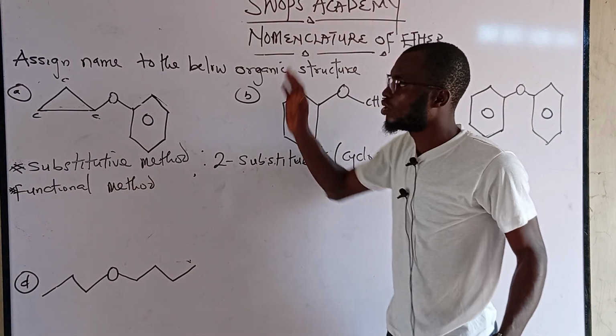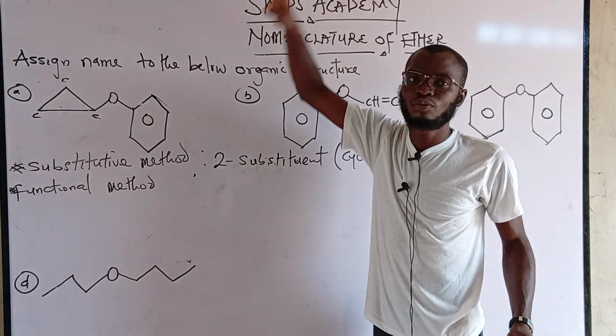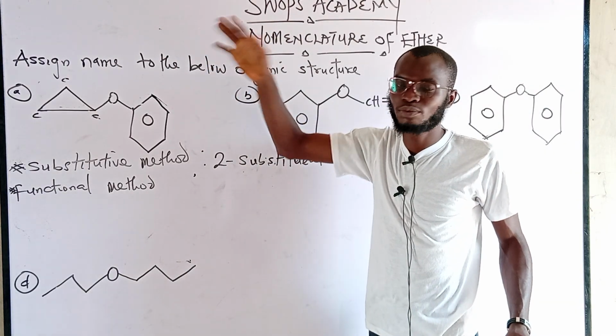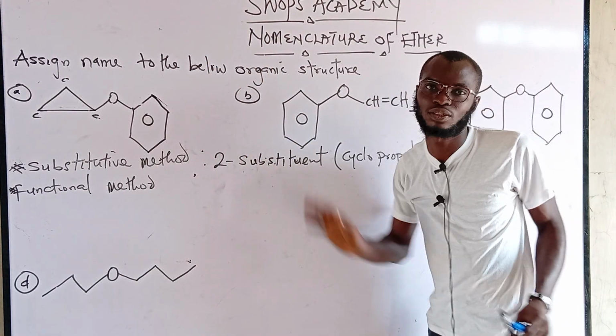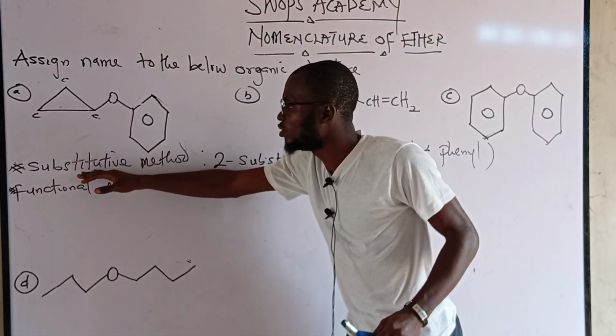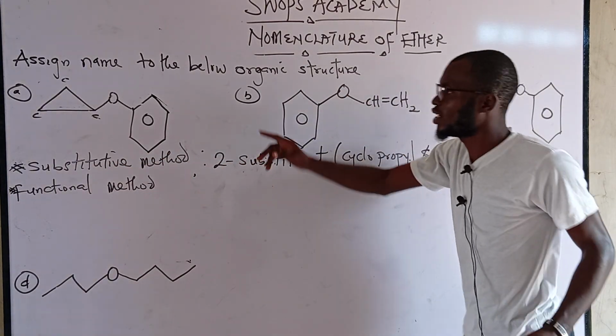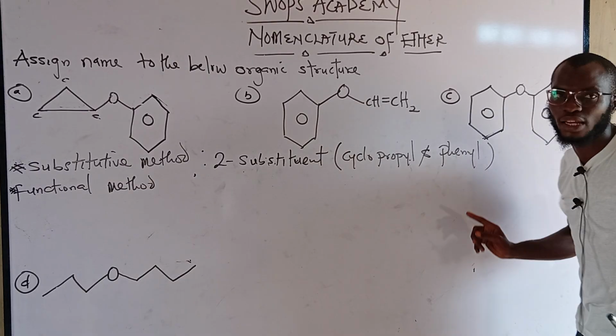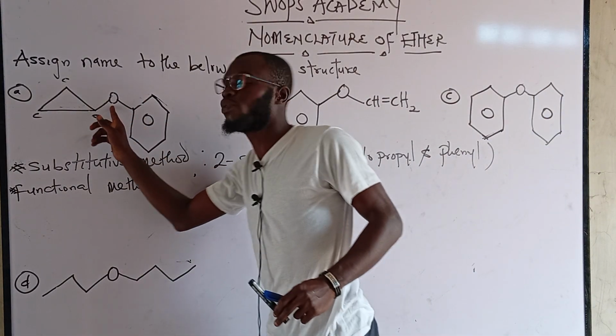Alhamdulillah. So now that is the first explanation. Once you have gotten the first explanation, let's go to how we name this now. I said substitutive method, which is, I said we have how many substituents? 2, which is cyclopropyl and phenyl. Are we together? Then we couple up with what?